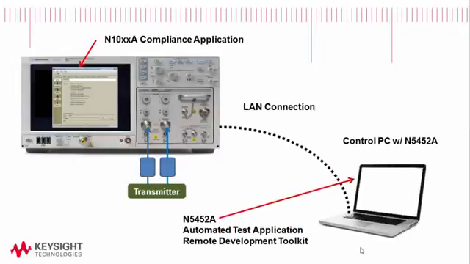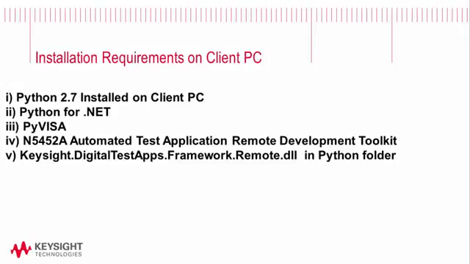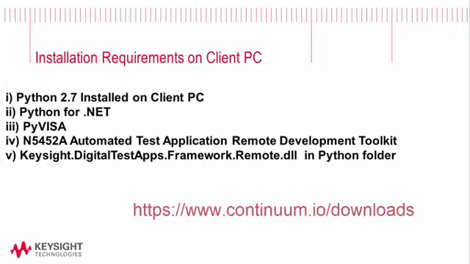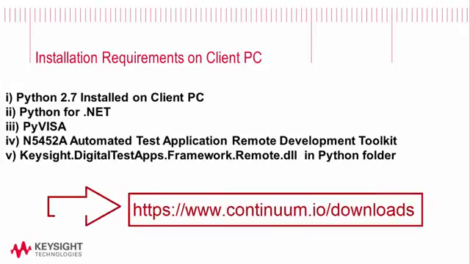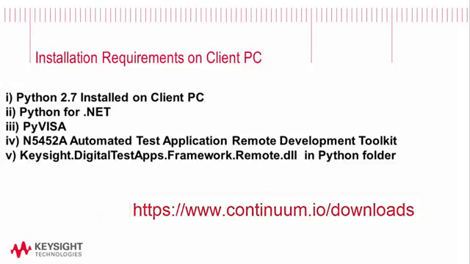On a control PC, we're able to install the N5452A Automated Test Application Remote Development Toolkit, which will communicate with the compliance app over LAN connection. The installation requirements on the client PC are to have Python 2.7 installed. If you don't have Python installed already, you might want to check out the Anaconda installation from Continuum Analytics. It's a powerful installation that includes many of the modules that are required for scientific and engineering calculations.